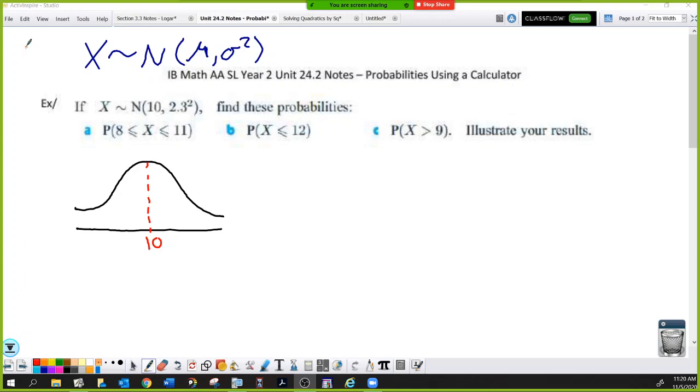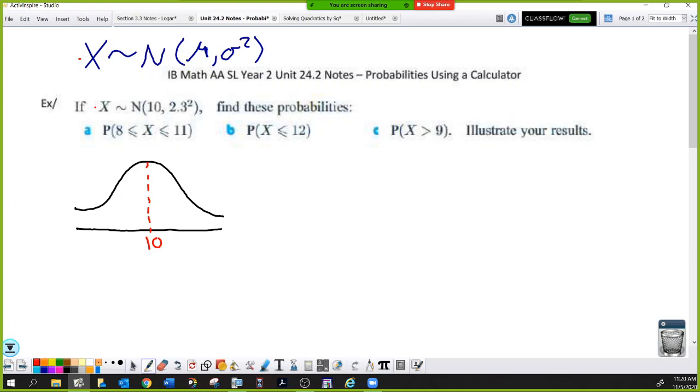All right, so this deal right here is telling you that you are dealing with a normal distribution. Your variable x is distributed as a normal distribution with a mean of 10 and standard deviation of 2.3. This is the generic setup: X squiggle N(mu, sigma squared).